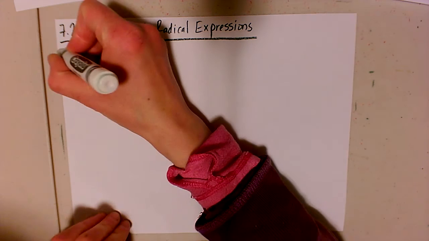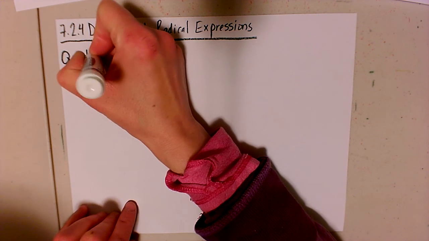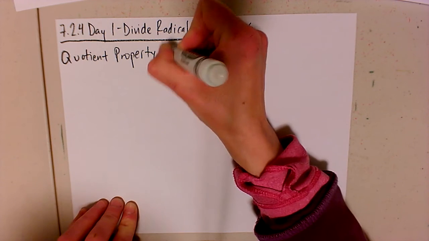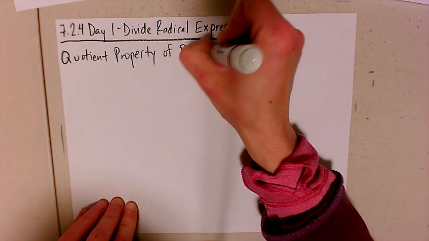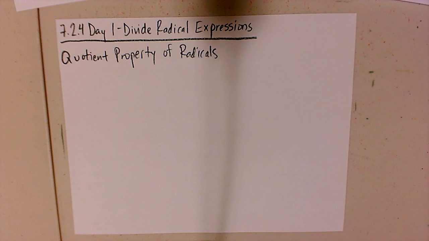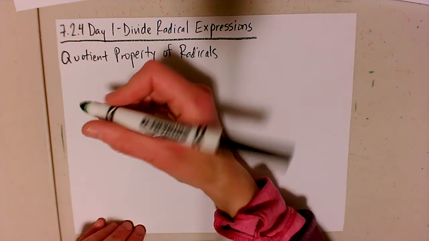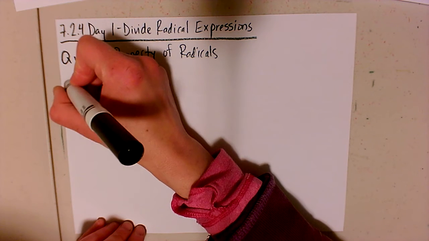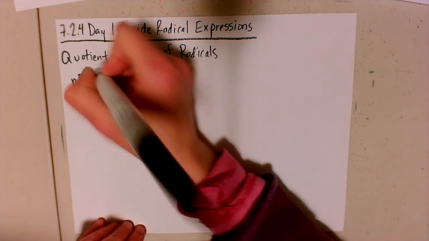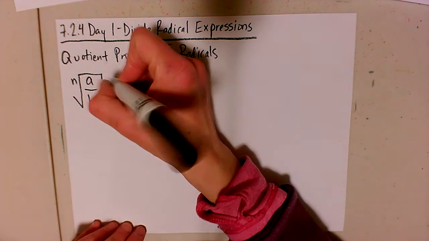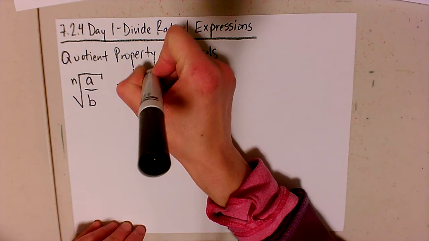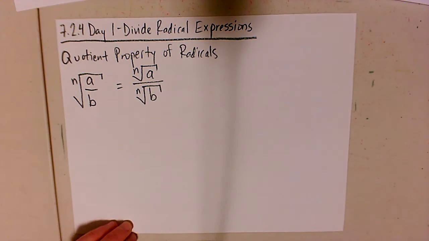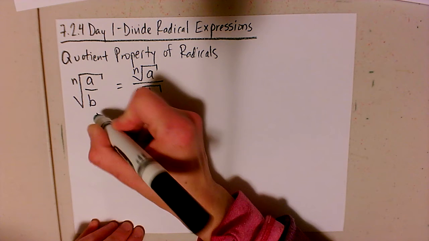So we have this thing called the quotient property of radicals. And that's something that's going to help us out to start. What that says is that if you have some fraction, we could call this a divided by b, and you're taking the nth root of that, you could rewrite this as the nth root of a over the nth root of b. And you can go back and forth between the two.